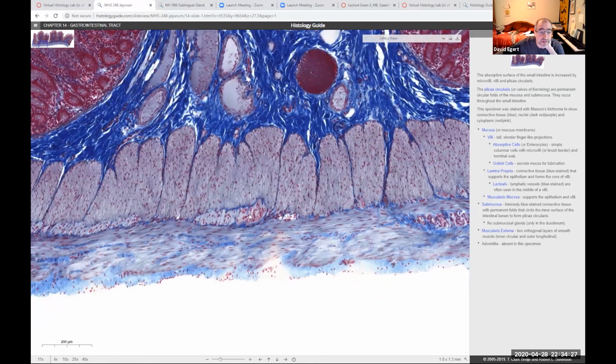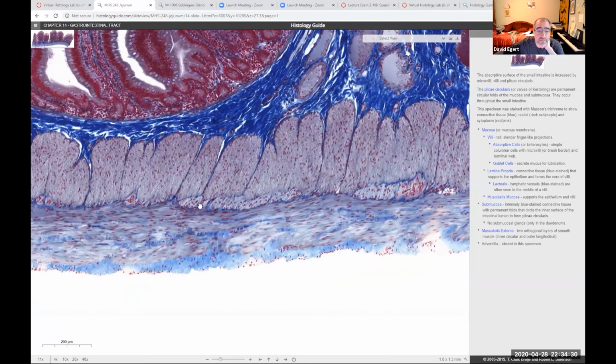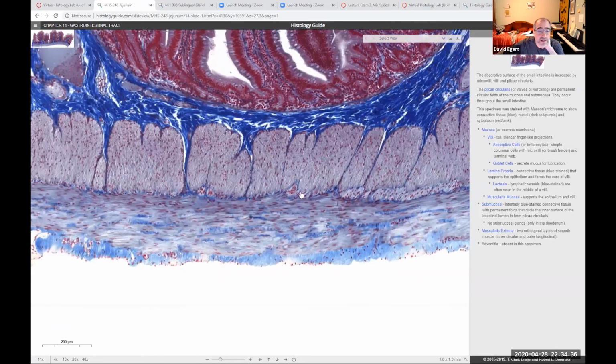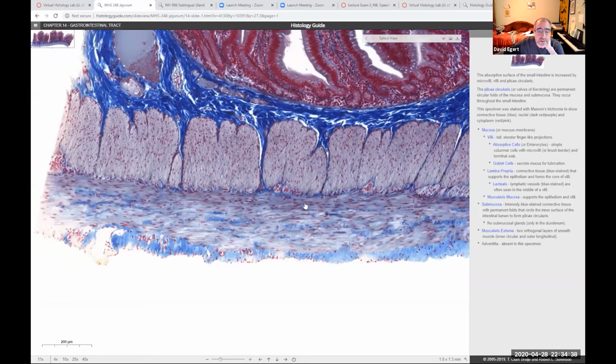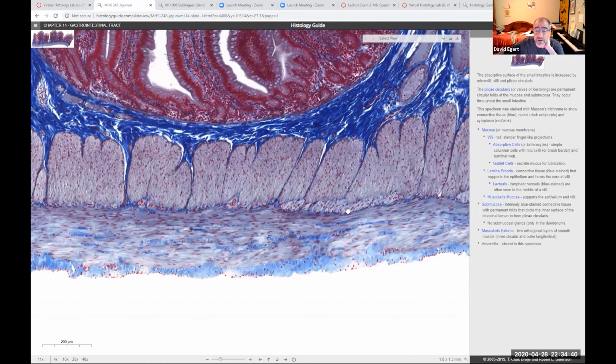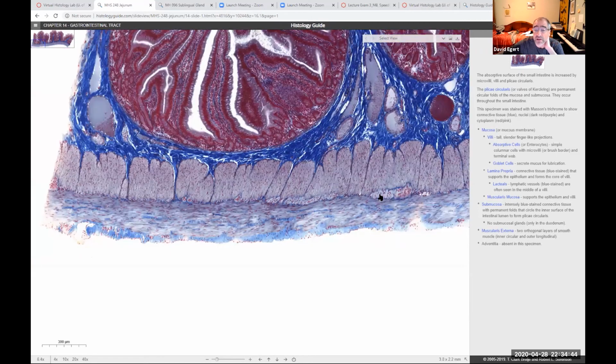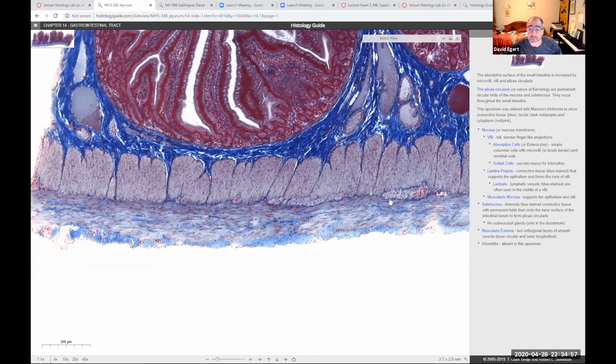And these things here, like in between, these are, let me double check. These are very likely parts of the myenteric plexus. When you see cells that are stuck in between the circular and longitudinal layers of the muscularis externa, they're usually the neurons and such that are part of the enteric nervous system, the myenteric plexus of Auerbach.